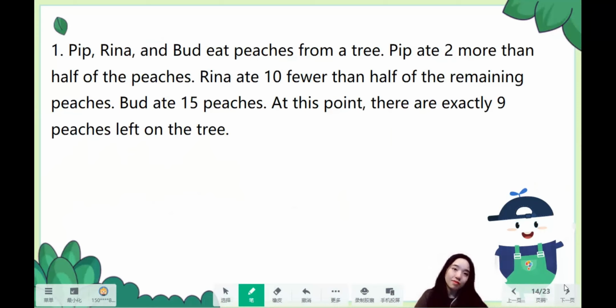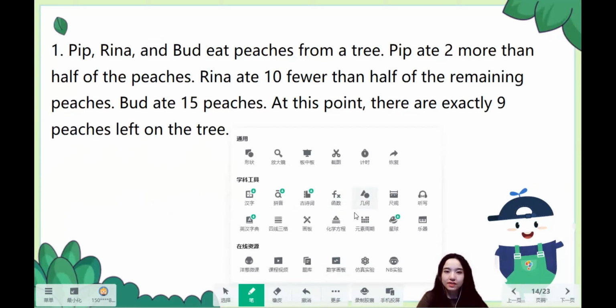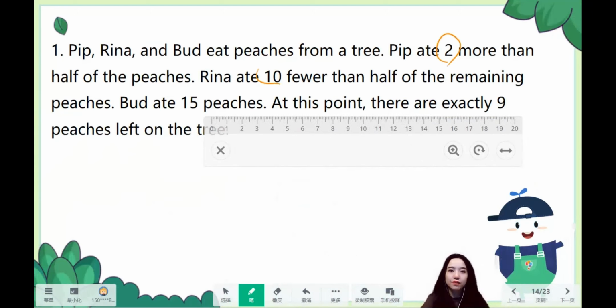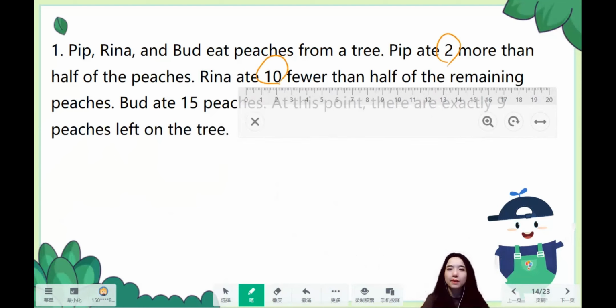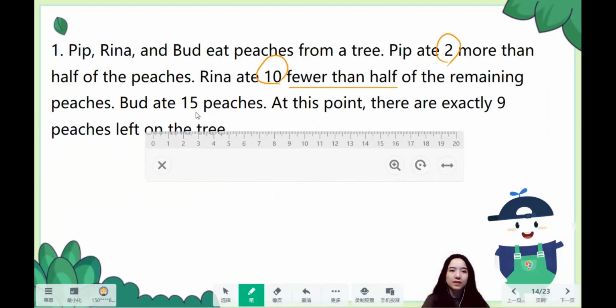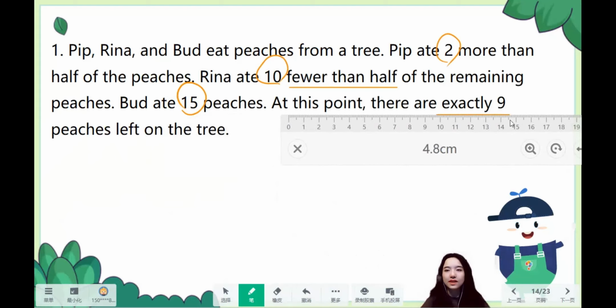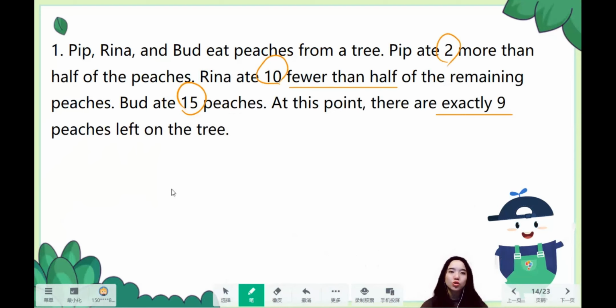Today, Pip, Rena, and Bud eat peaches from a tree. As you can see here, Pip ate two more than half of the peaches, while Rena ate 10 fewer than half of the remaining peaches. Bud ate 15 peaches. At this point, there are exactly 9 peaches left on the tree.